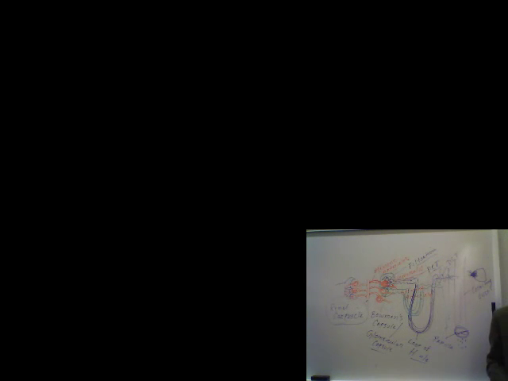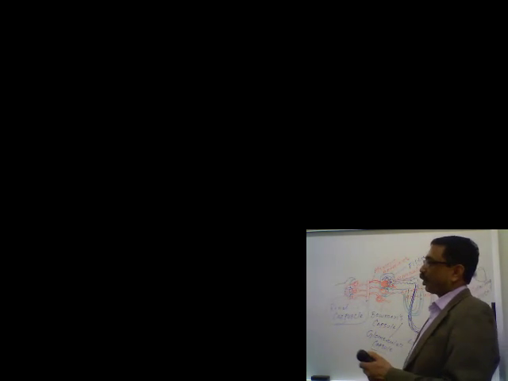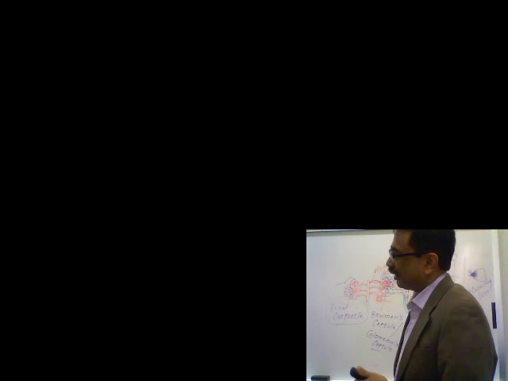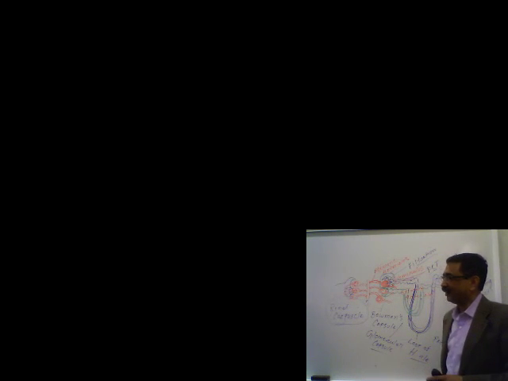Here you see in this picture, on the left side, you see the short-looped nephron, so that is the cortical. On the right side, you see a very long loop of Henle, that's the juxtamedullary nephron.